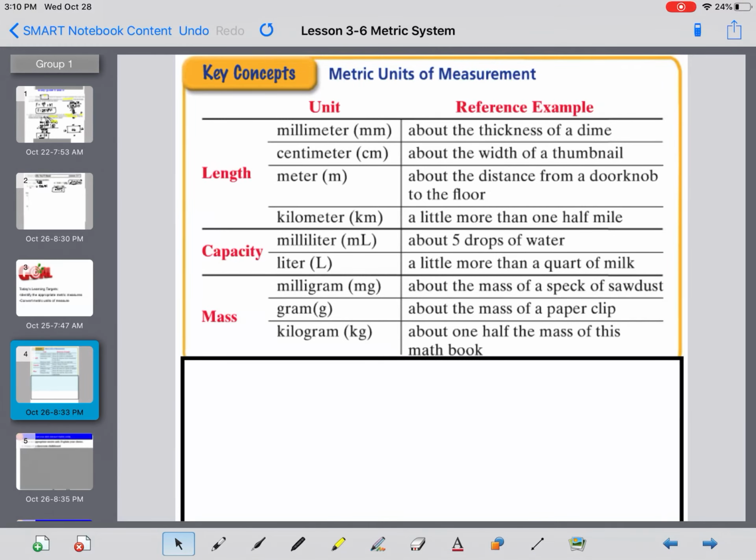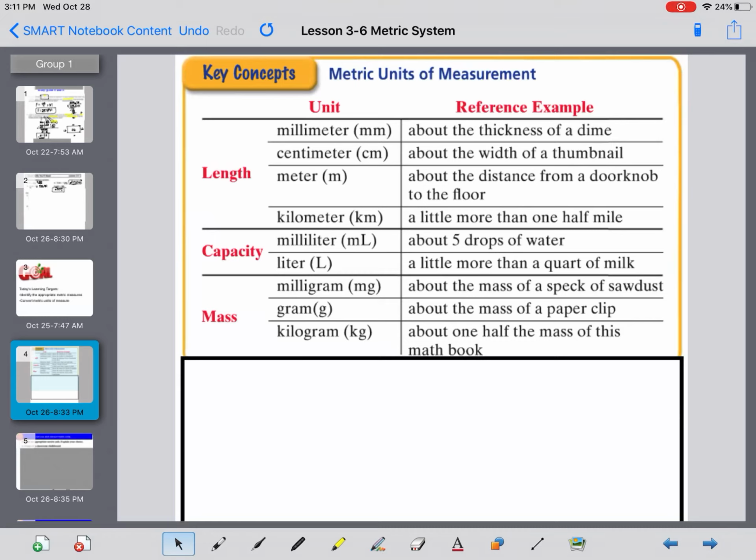Mass, we focus mostly on these 3: milligrams, grams, and kilograms. A milligram is about the mass of a speck of sawdust. A gram is about the mass of a paper clip. And a kilogram is about half of the weight of your textbook.